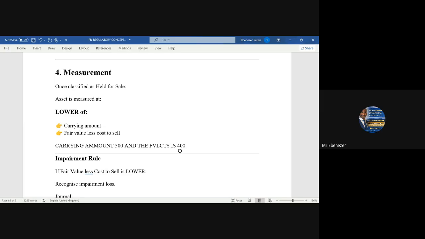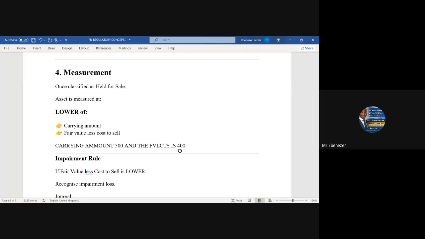It means you are overstating the value of that asset in your book already. So it implies that there will be what we call an impairment. If you are in the impairment class, you will understand this better. But if you have not, please watch that video so that you understand it. So when the carrying amount of the asset is higher than the fair value less cost to sell, which is another type of recoverable value, it simply means that there will be an impairment.